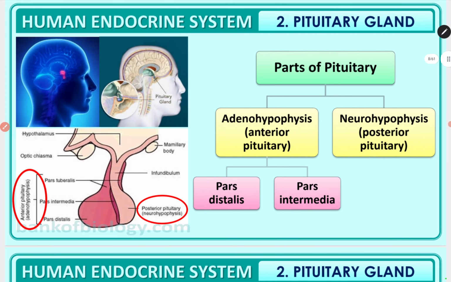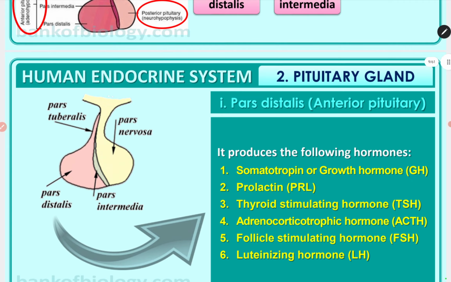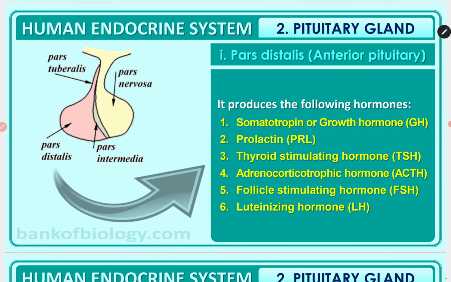Next one, parts of pituitary. There are two types of pituitary parts: adenohypophysis or anterior pituitary gland, neurohypophysis, posterior pituitary. Again, adenohypophysis divided into two portions: pars distalis, pars intermedia. Let's start pars distalis, anterior pituitary. It produces the following hormones.